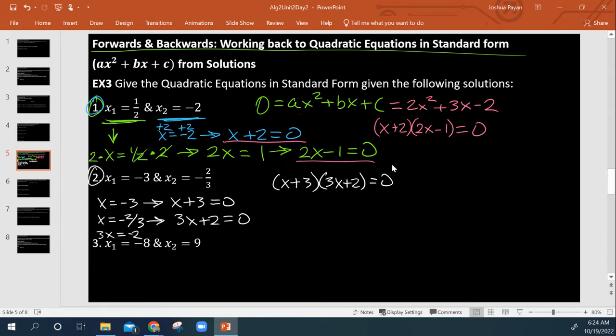Okay, and then when we FOIL it out, again, we want a standard form quadratic equation. So I'm going to FOIL this out, and I'm going to end up with 3x squared plus 2x plus 9x, so plus 11x plus 6. Ax squared plus bx plus c equals 0.